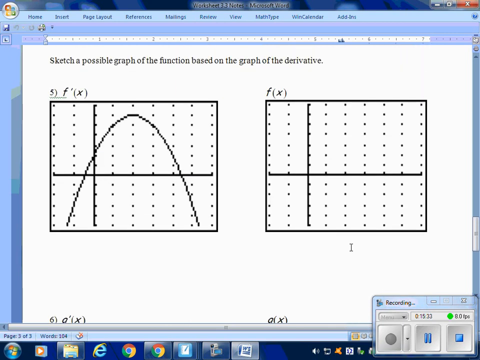All right, so first of all, yesterday we looked at taking a graph and trying to sketch out what the derivative would look like. Today we're doing the opposite. We've got the derivative and we want to sketch out what the graph would look like. Well, this is obviously a quadratic. So if you integrate a quadratic, what do you get?